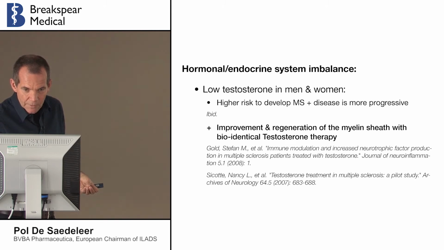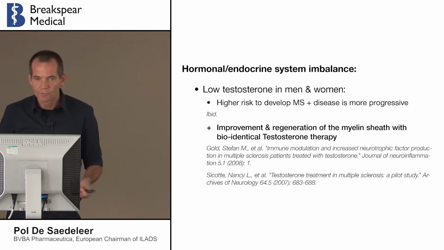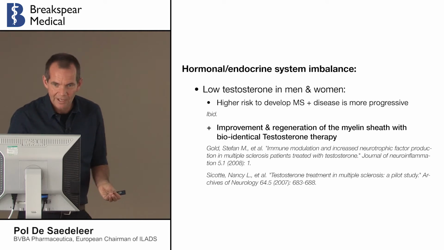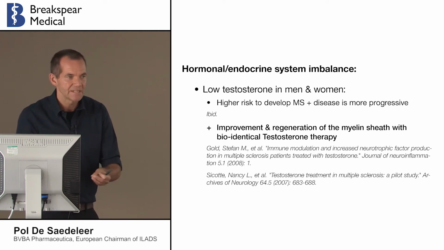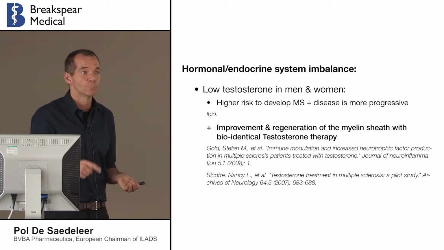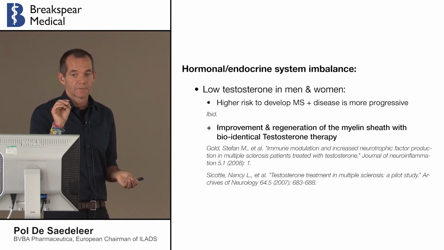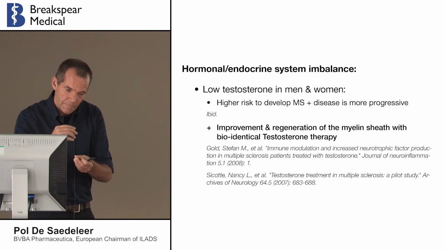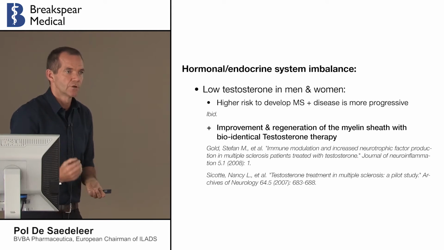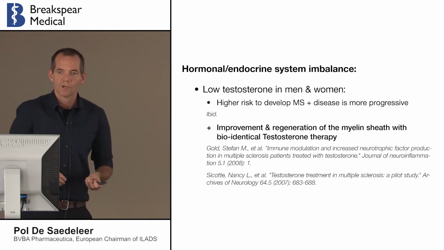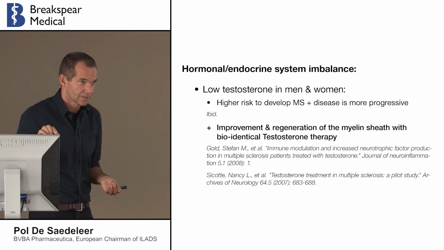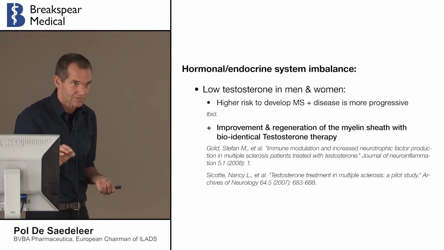Okay. We see in many situations hormonal imbalances. Low testosterone level in men and women means higher risk to develop MS and autoimmunity, and the disease will be more progressive. If, based on the lab results, we optimize our testosterone levels using bioidentical testosterone, we can improve the situation, and we see even the regeneration of the myelin sheath. But it needs to be bioidentical testosterone.